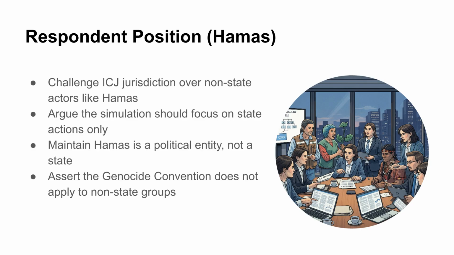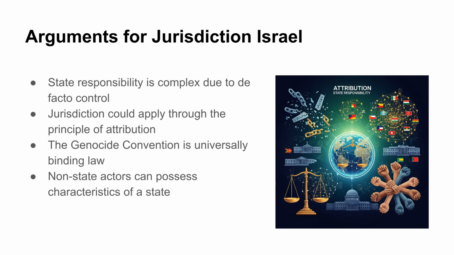The respondent position, Hamas, challenges ICJ jurisdiction, arguing it only applies to state actions and that the Genocide Convention does not cover non-state groups. Arguments for jurisdiction against Hamas suggest that state responsibility can be complex due to de facto control, and that jurisdiction might apply through the principle of attribution.